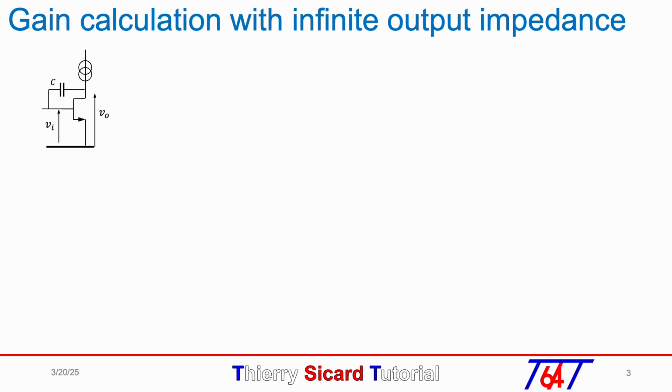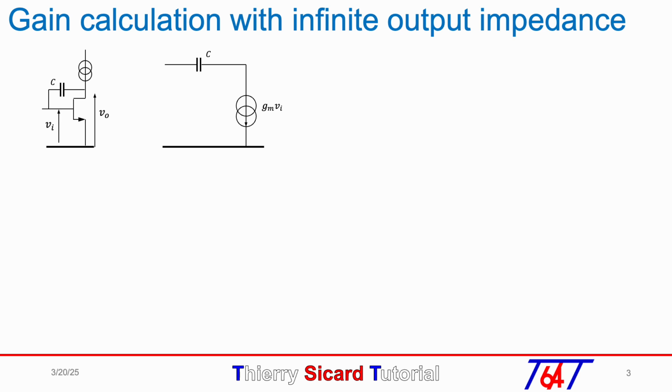The common source amplifier using an NMOS transistor is shown with an ideal current source, meaning infinite output impedance. The small signal analysis diagram is created with capacitor C representing the gate-drain capacitance and the drain current gm Vi, with gm the transconductance of the NMOS transistor.